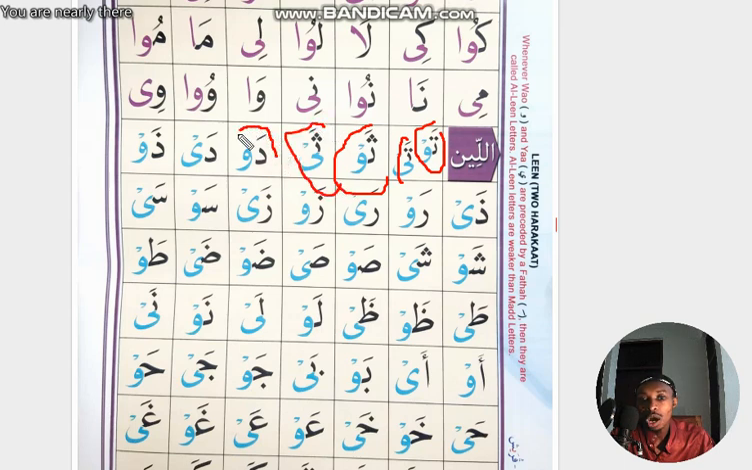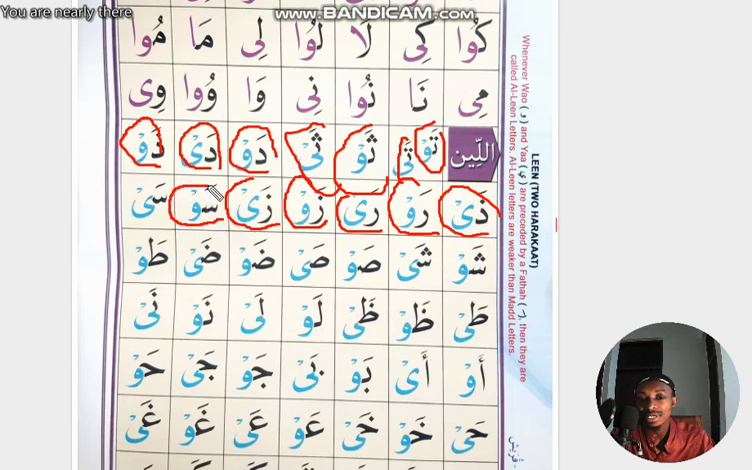Dal fatha waw sukun, Daw. Dal fatha ya sukun, Day. Dal fatha waw sukun, Thaw. Dal fatha ya sukun, Thay. Ra fatha waw sukun, Raw. Ra fatha ya sukun, Rai. Za fatha waw sukun, Zaw. Za fatha ya sukun, Zay. Sin fatha waw sukun, Saw. Sin fatha ya sukun, Say. Shin fatha waw sukun, Shaw. Shin fatha ya sukun, Shay.